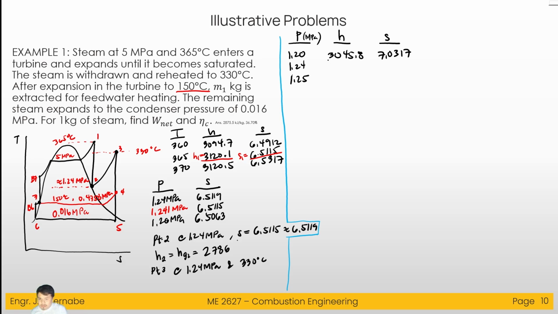Then for 330 degrees Celsius, not 300, my bad. The H at 1.20 MPa is 3110.7 and the S is 7.1420. And for 1.25 MPa, we have H of 3109.5 and S of 7.1572. So you can solve for the interpolation again.